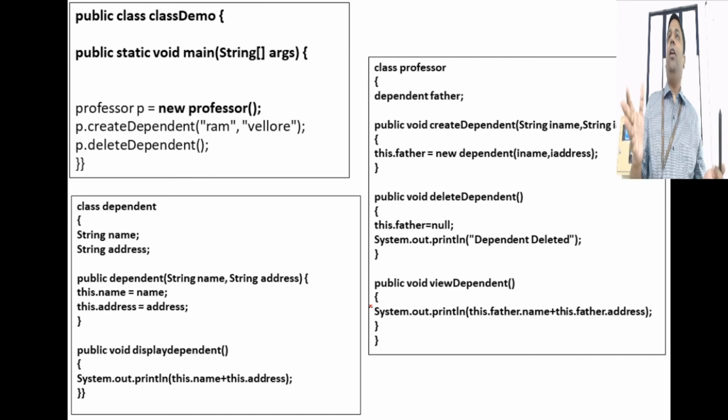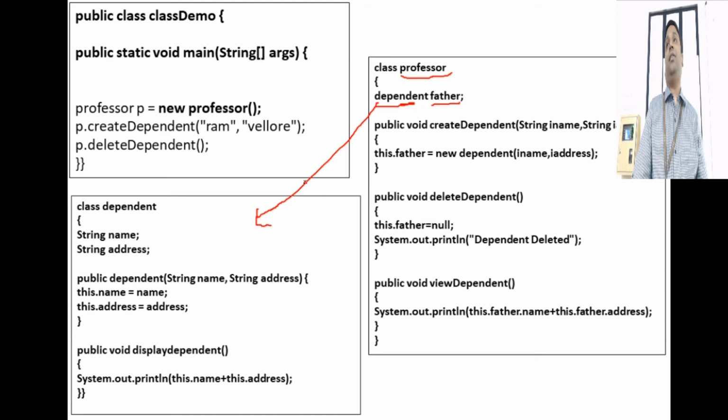So how to model object creation and termination in sequence diagramming? I have just created a class for professor. I'll tell you what this code is. This professor class has got a variable father of type dependent. Dependent is nothing but another class. It's a kind of aggregation that we have learned in our previous classes. So father is of type dependent. Dependent is nothing but another class with name and address, with a parameterized constructor, and with a member function display dependent.